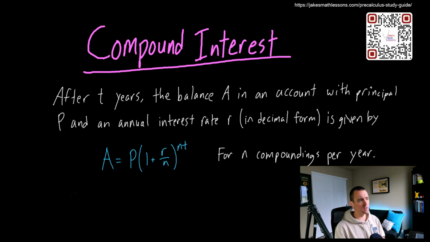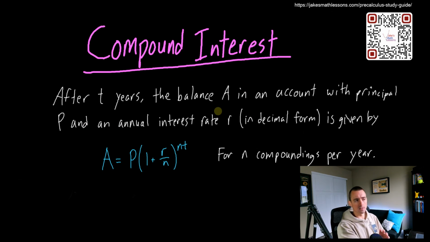After T years, the balance A in an account with principal P and an annual interest rate R in decimal form is given by this equation: A equals P times (1 plus R over N) raised to the N times T, for N compoundings per year. So there's a lot to talk about here. Let's break this down. There are several different variables, several different pieces here.